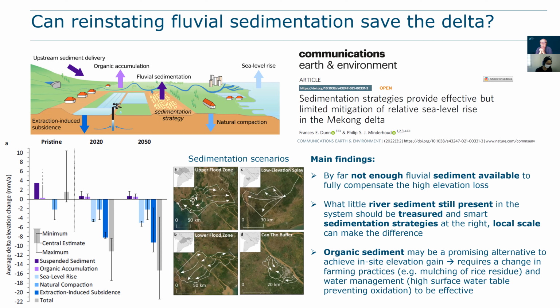However, it does require a change of farming practices. For example, if we want to use the residue of rice, we have to change the way, instead of burning it, mulching it into the subsurface, and also change the way water is managed. So the organic sediments do not oxidate and, let's say, evaporate, break down.